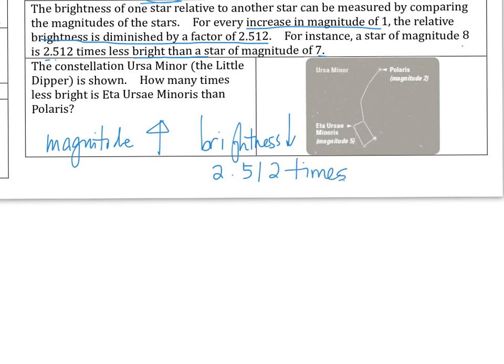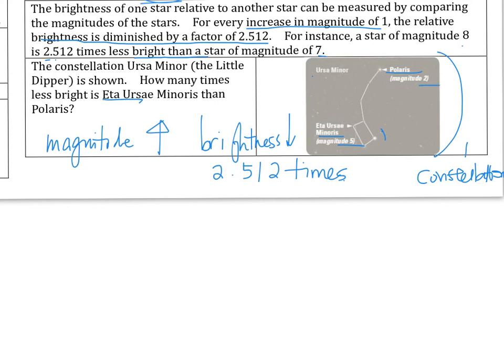Okay, the constellation Ursa Minor. So this is the constellation, group of stars. The Little Dipper is shown. How many times less bright is Eta Ursae Minoris than Polaris? As you can see, the magnitude for the Eta Ursae Minoris is 5, so this star has to be less bright than Polaris, which has a magnitude of 2.